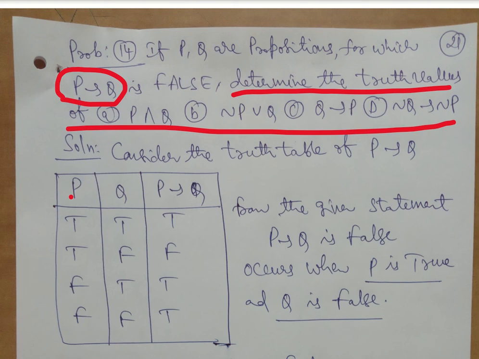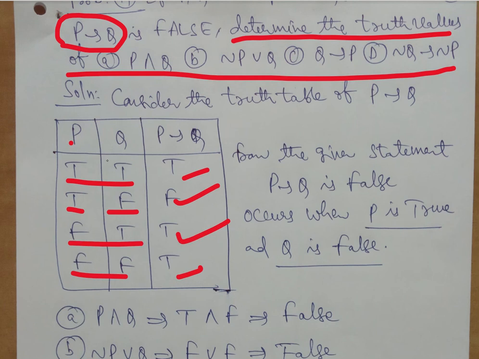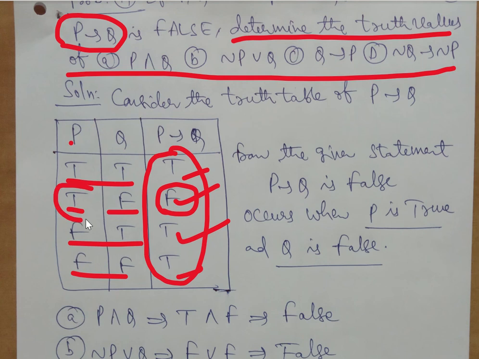So P implies Q is false. Now we have to go back to the truth table of P implies Q. The truth table is this: when both are true, true; when both are false, true; when the first one is T and the second one is F, false; in the other case it is true. So how many places is the truth value of P to Q false? Only one place. So when it is given that P to Q is false, the value of P is T and the value of Q is F. So we have concluded that P is true, Q is false.